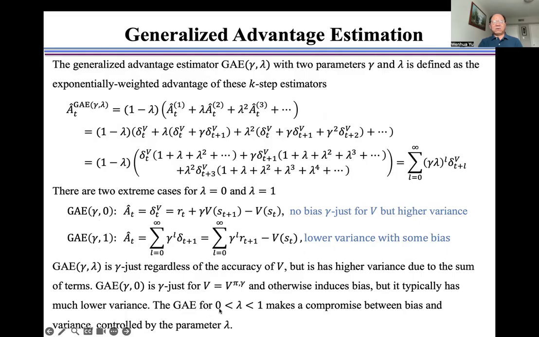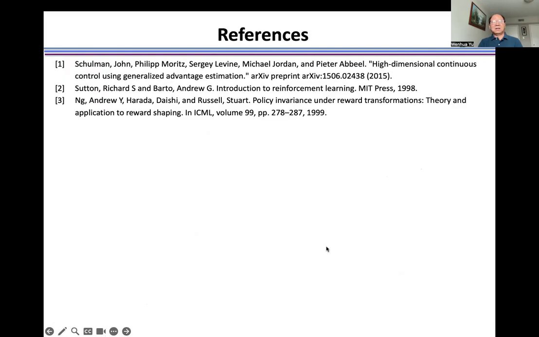The GAE for lambda between 0 and 1 makes a compromise between bias and variance, controlled by the parameter lambda. For more details, please check these references.